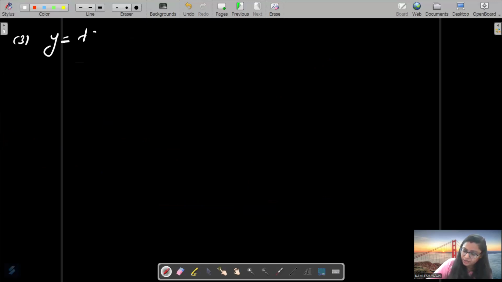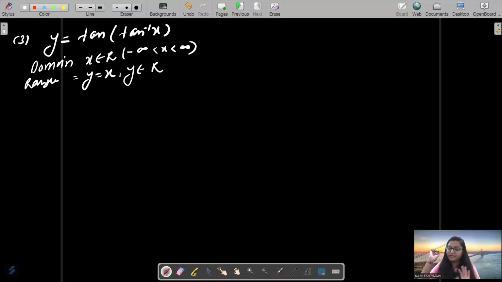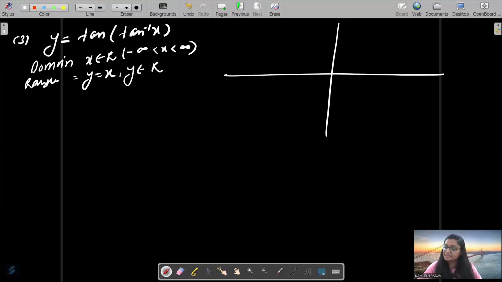Graph of y is equal to tan of tan inverse x. See, we know that the domain of tan inverse x, which is x belongs to R. Then what about the range? Range is also y is equal to x, so here y belongs to R. R means minus infinity less than x less than plus infinity, right? So the graph can be sketched like that.